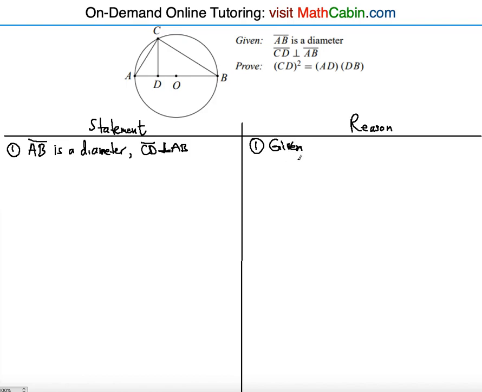Now the next part is to see that first of all, angle ADC and angle CDB are right angles. Why is that? Because we're given that CD is perpendicular to AB, right? Okay, so this can be explained as the definition of right angles.